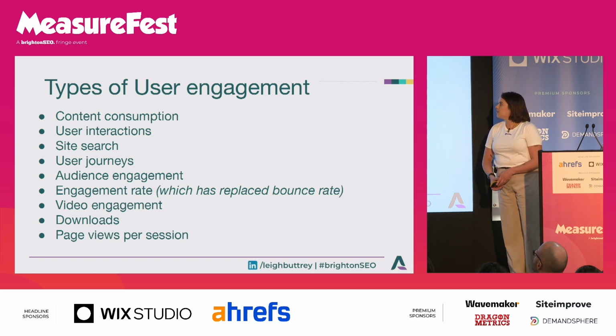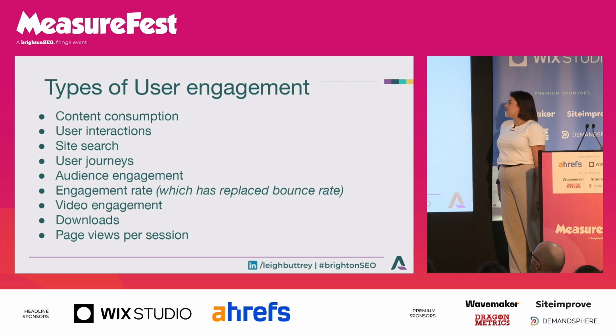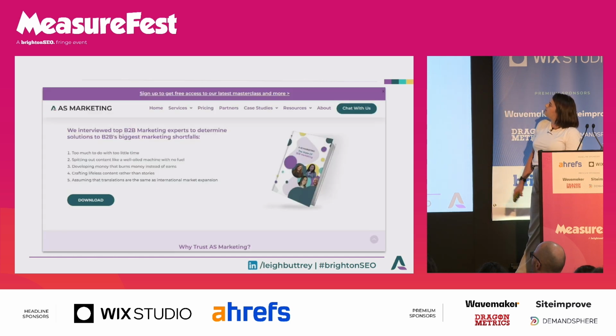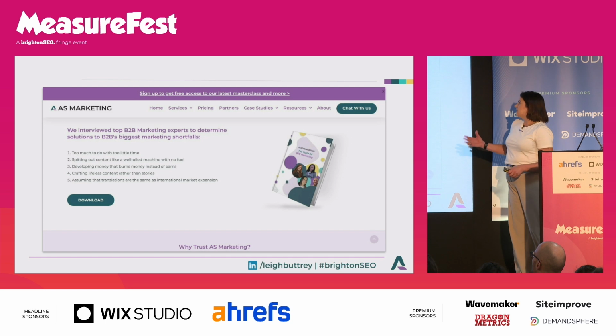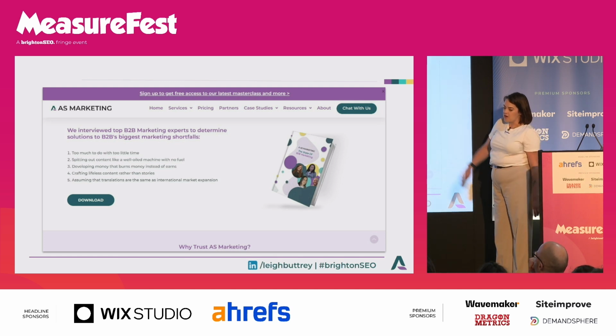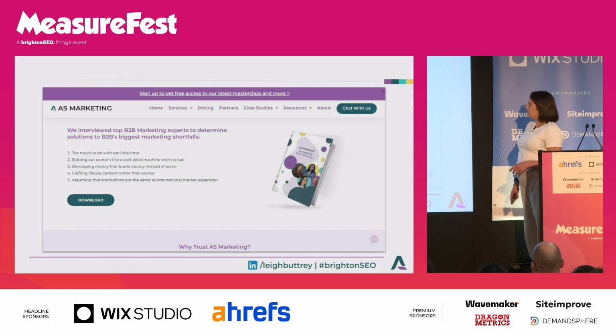So different types of user engagement that we can look at: content consumption, user interactions, site search, user journeys, that engagement rate I just mentioned, video engagement, downloads, and page views per session. So on one of these landing pages here for AS Marketing, we wanted to track different ways that users were engaging with the page. At the top here, this is an event: sign up to get free access to our masterclass. As an event, we wanted to track the clicks here.